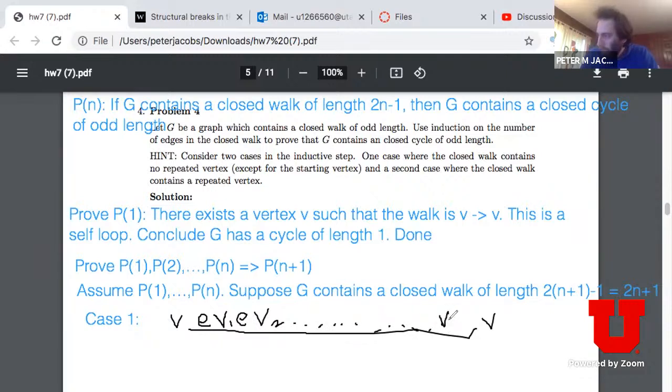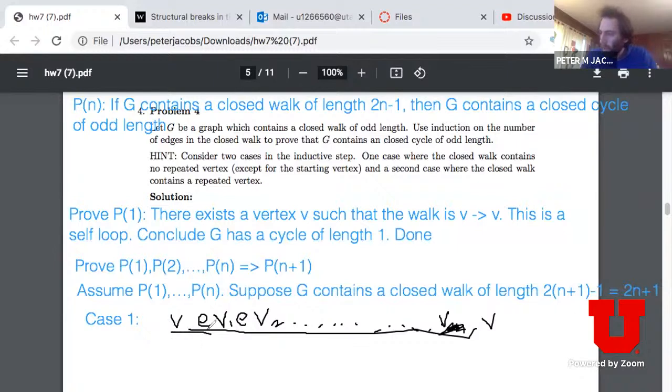We end up having, what is this? This would be V2n, I think, or V2, something like that. That doesn't really matter. It has some length. There's a certain number of vertices in here, but we know that we don't have a repeated vertex. That's what's important. So what we want to show is that there exists a closed cycle of length 2n plus 1, or a closed cycle of odd length, and 2n plus 1 is odd, so that would be sufficient.